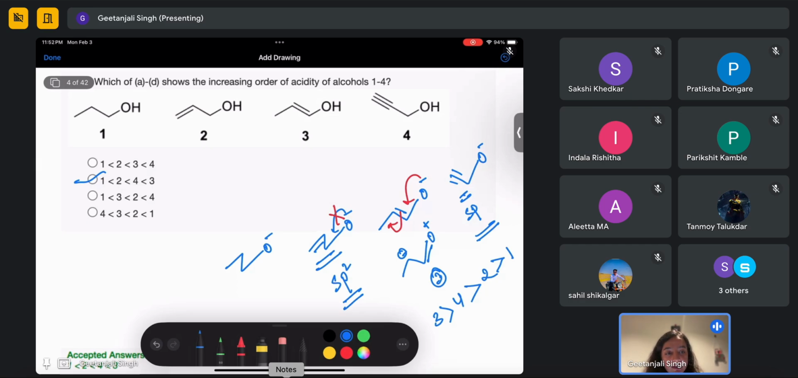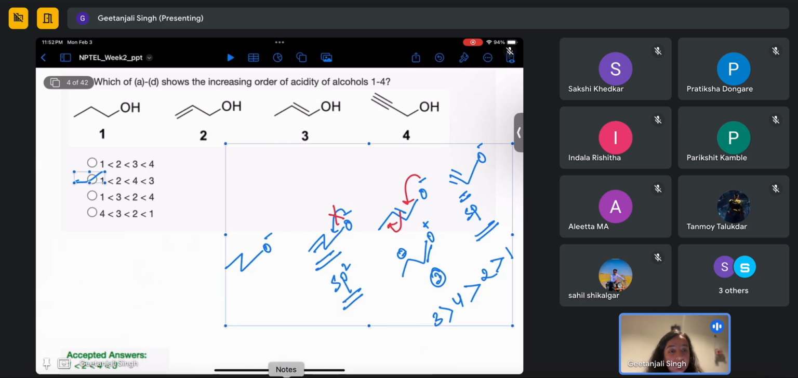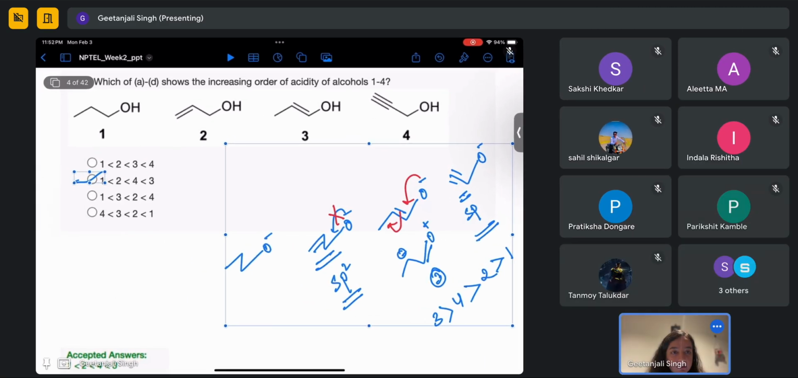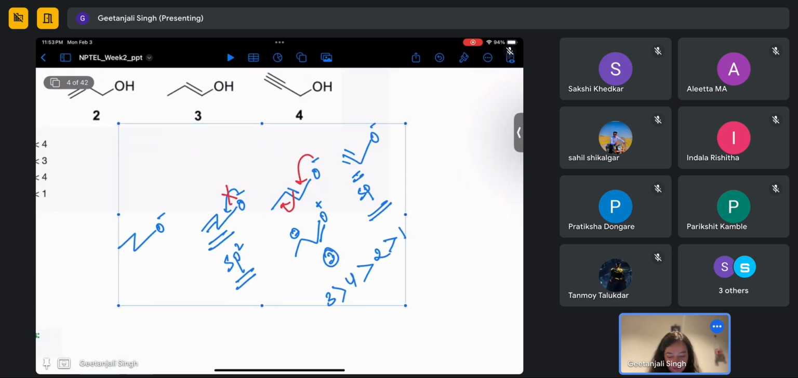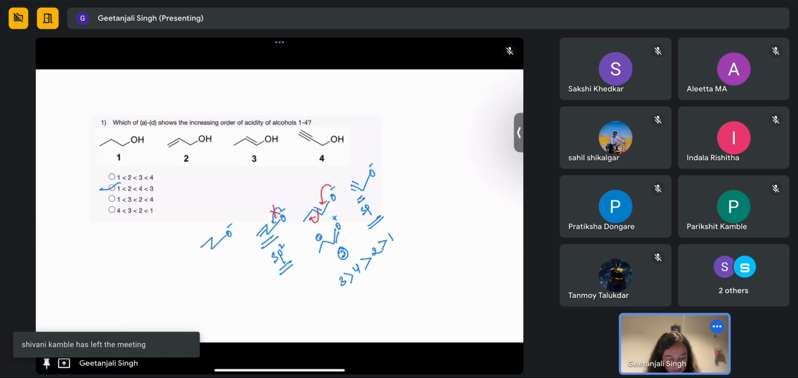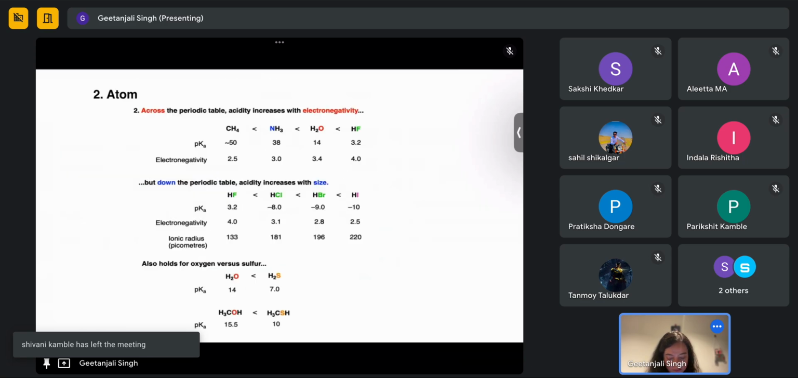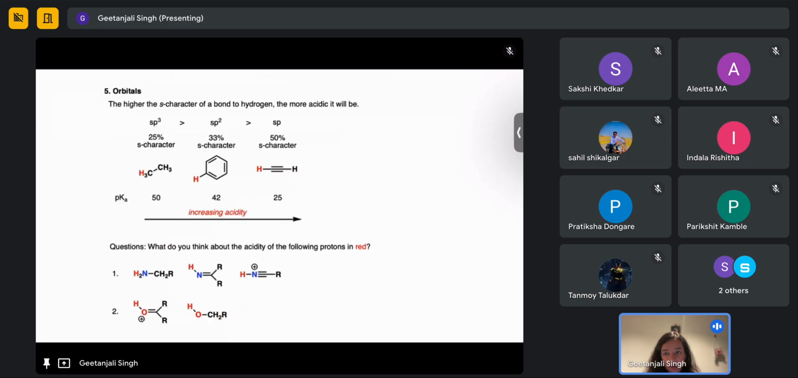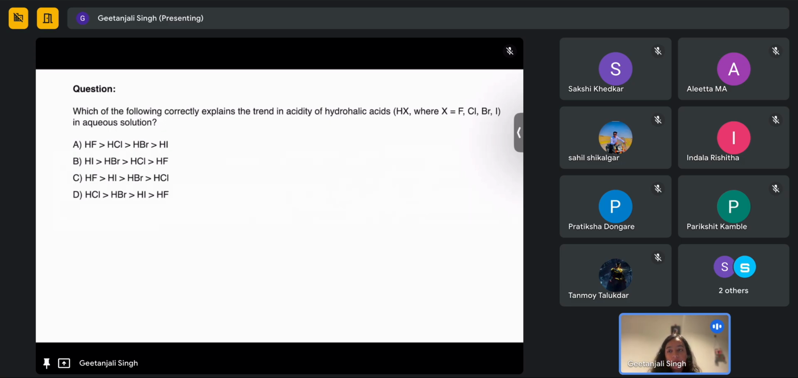You guys got this one right? Is it clear to everyone? Give me a thumbs up or anything so that I can move forward to the next question. We have discussed this resonance, inductive effect, and orbitals. Let's solve the second question.